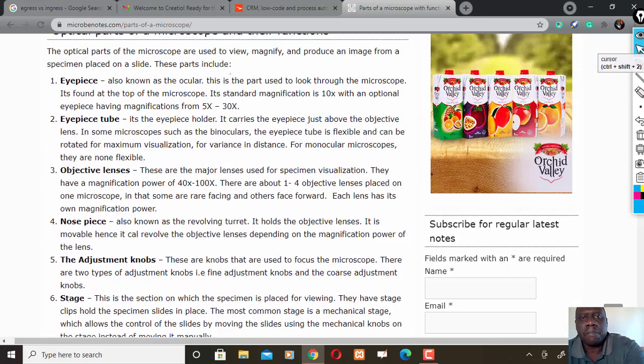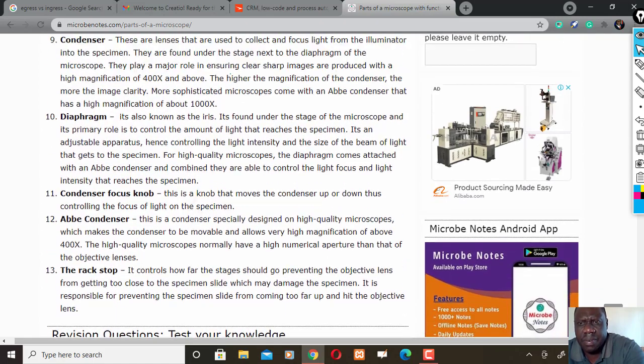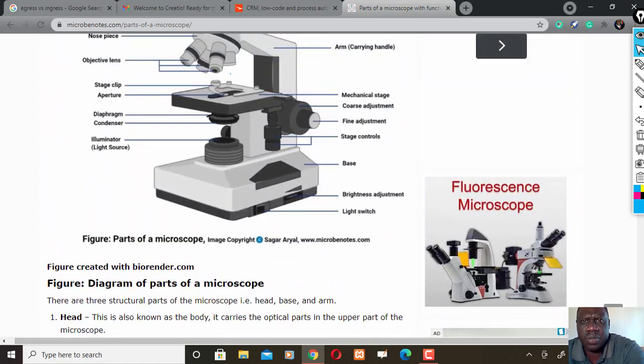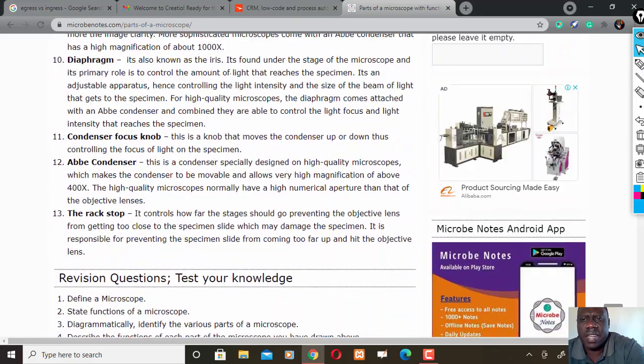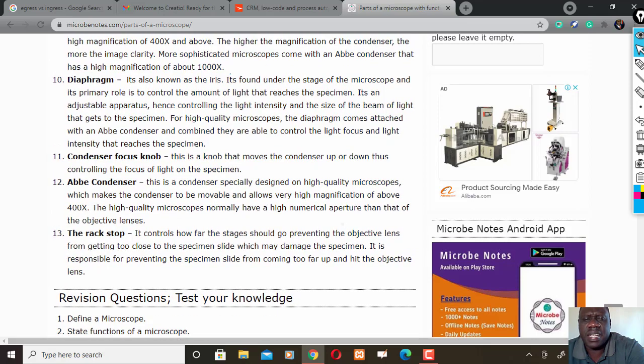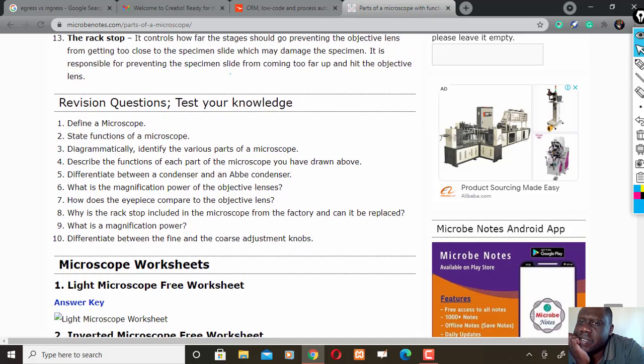So we are saying that they are placed somewhere here, the stage clips, and then we're looking at the rack stop that is meant to make sure that the slide, which of course you'll place somewhere here in the middle, because you'll always place your slide somewhere here, and you don't want them coming too close to the objective lens, and you don't want the objective lens damaging whatever will be on your specimen. So you have the rack stops to control the movement of the slide. And basically that is what we might have as an overview of a microscope.